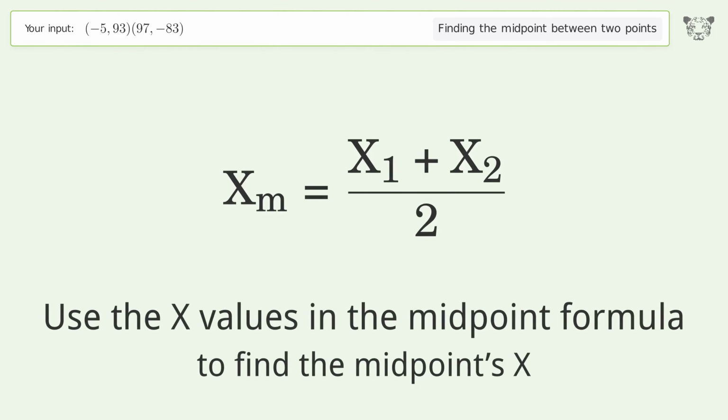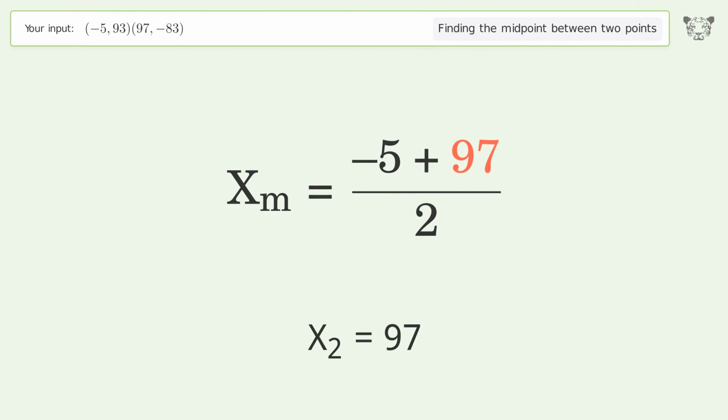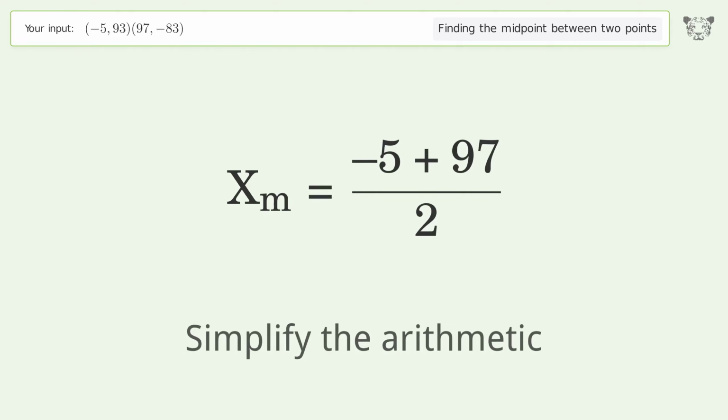Use the x values in the midpoint formula to find the midpoint's x. x1 equals -5. x2 equals 97. Simplify the arithmetic.